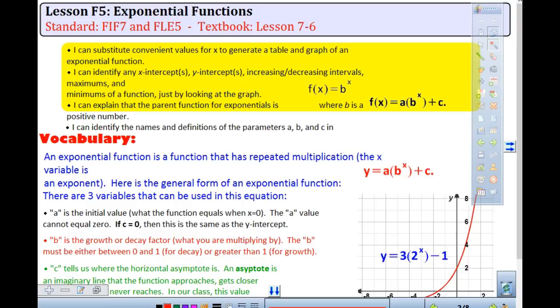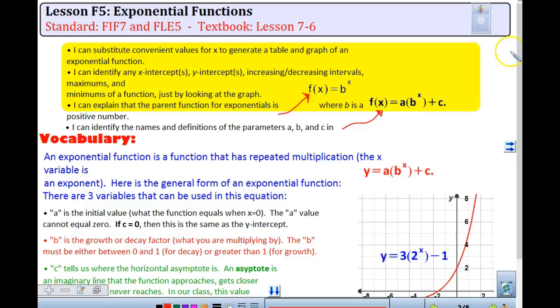I can identify any x-intercept and y-intercept, increasing or decreasing, maximums and minimums of the function just by looking at the graph. So then we have our parent function. Tom, you want to read those last two for us? I can explain that the parent function for exponentials is f of x equals b to the x, where b is a positive number.